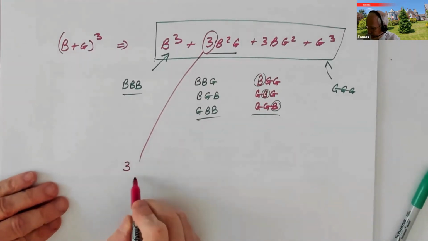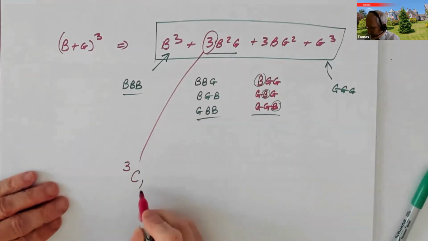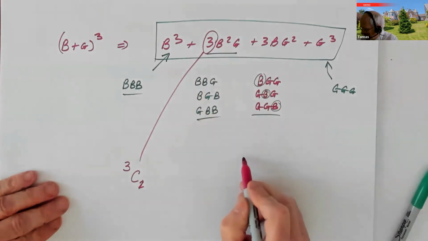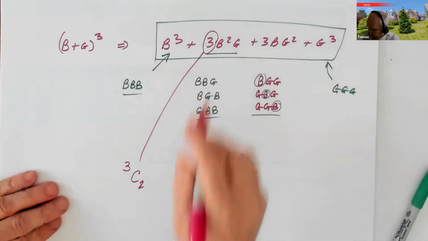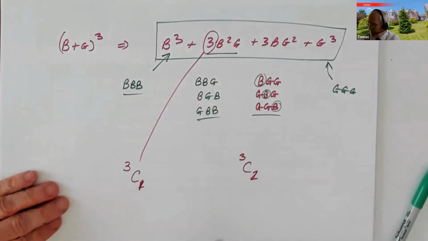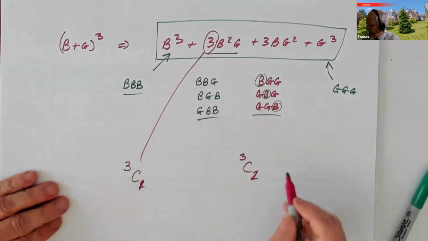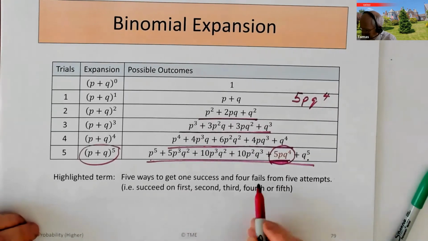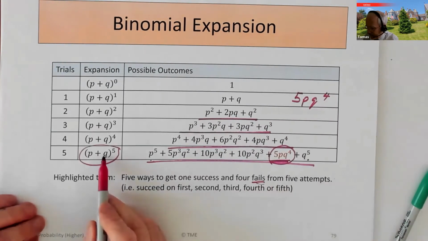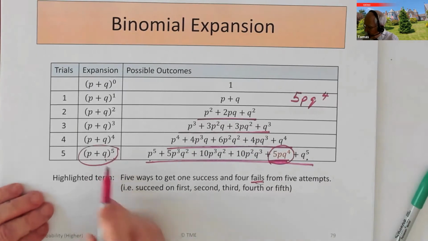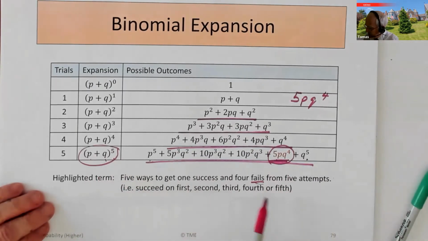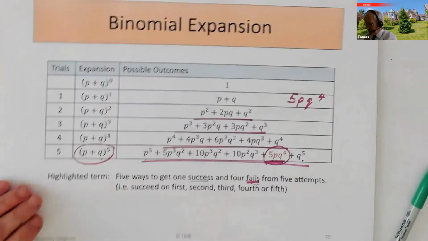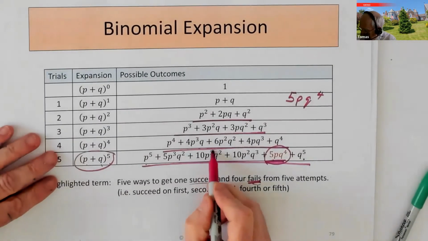And that's your 3C1 or 3C2 in that case if you wanted 2. If you wanted 2 boys, and here you wanted 3C1. Or if you were talking girls, you might say 1 and 2. But it turns out to be the same. 3C1 is 3, 3C2 is 3. So if I wanted, say, from 5 attempts here, and P was success and Q was fail, there's 5 ways of getting 1 success and 4 fails from 5 attempts. And in the middle, there could be quite a few ways.